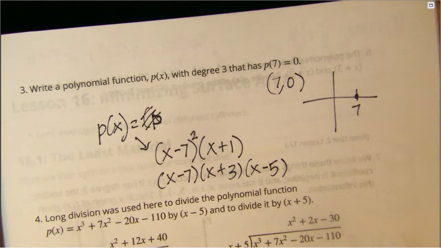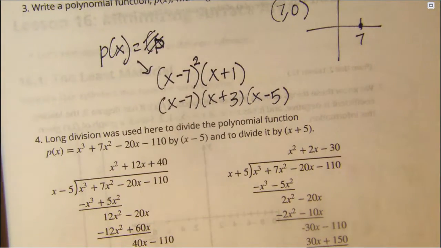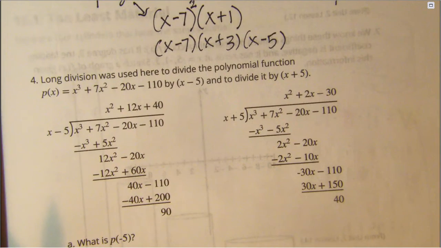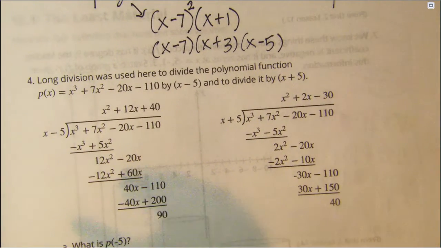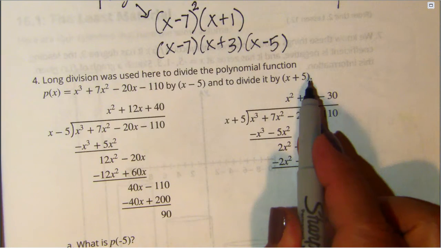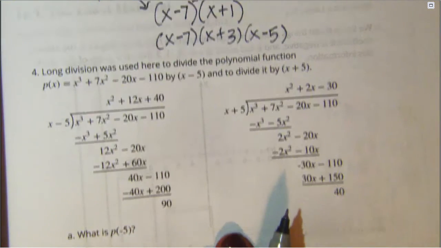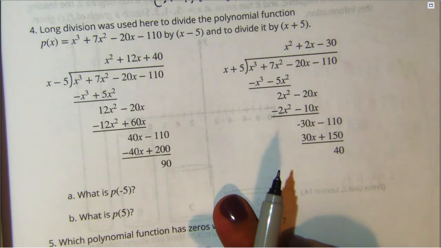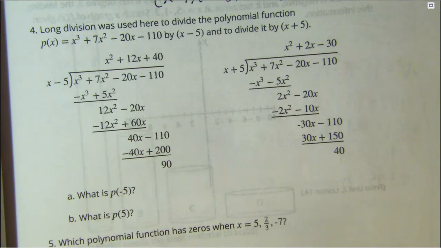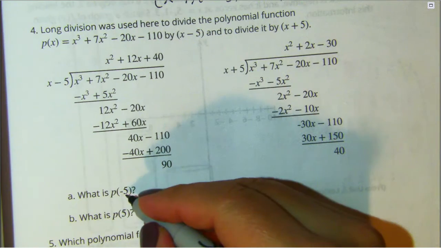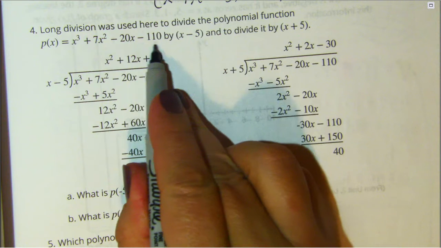All right, number 4. Long division was used here to divide the polynomial function p of x, once by x minus 5, and once by x plus 5. So you see all the work down here, and then they ask us the question, what is p of negative 5? They're asking if we took a negative 5 and plugged it into this function, what would we get?